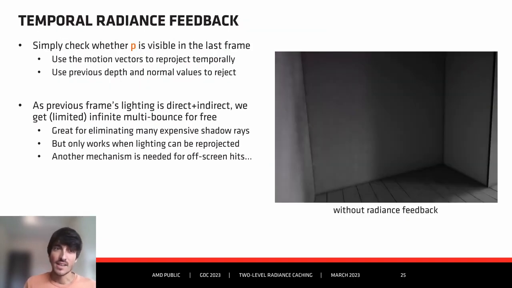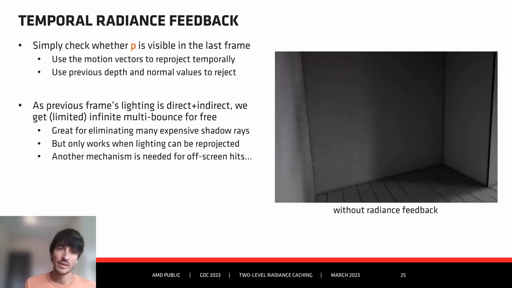So I'll start with the temporal radiance feedback. It's really simple. We simply check whether P was visible in the last frame. It's regular temporal reprojection, and if it was, we can use that information instead of the hash grid. Now, because the previous frame's lighting is both direct and indirect lighting, we get some form of recurrent infinite multi-bounce effect for free. Limited though, because the reflector needs to be on screen for this to work, which is nice.